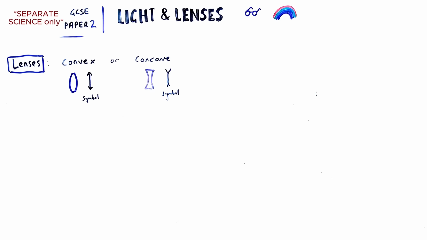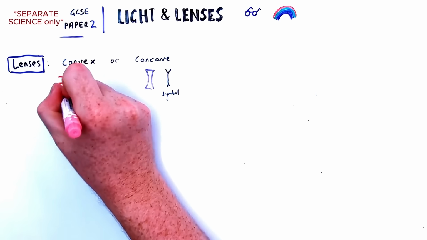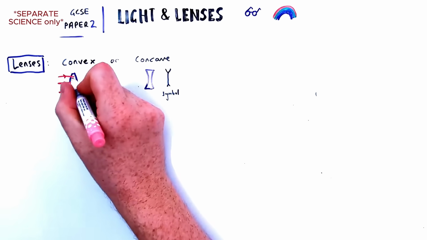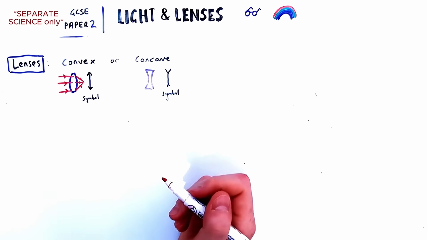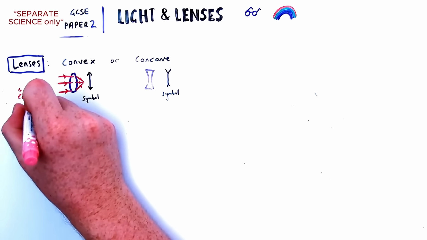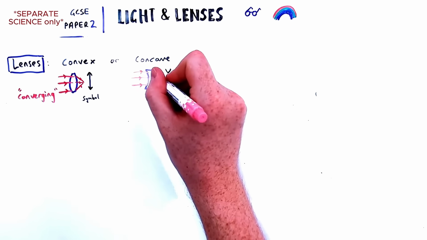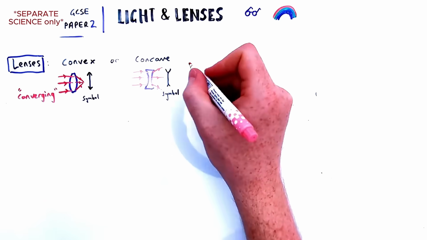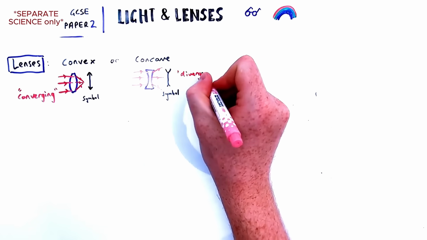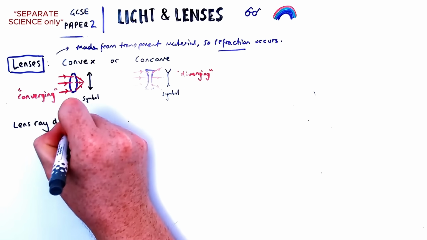So convex has another name. The other name for it is a converging lens. As you can see, the rays of light here enter the lens parallel to each other, but they converge to a point, or a focal point. Concave lenses, on the other hand, are known as diverging lenses. That's because the rays of light that enter parallel to each other will diverge, or get further apart from each other.